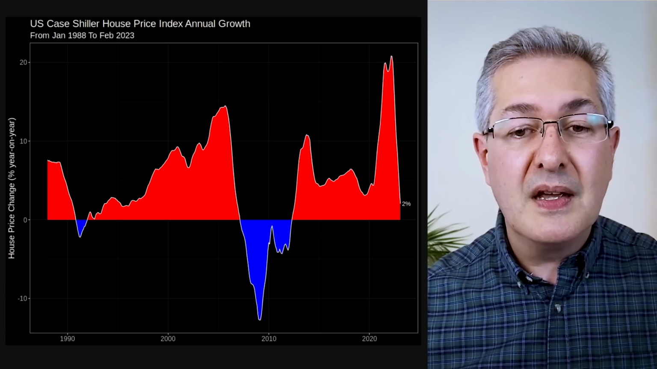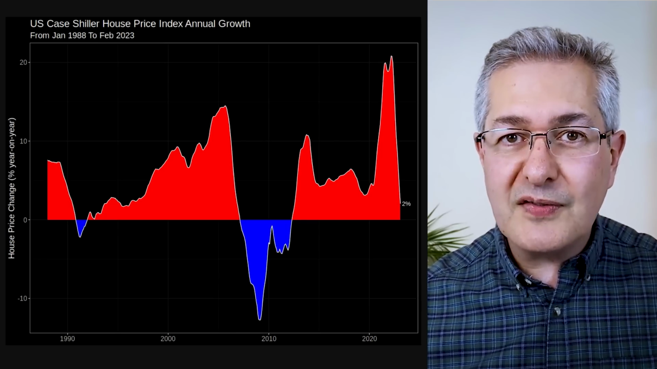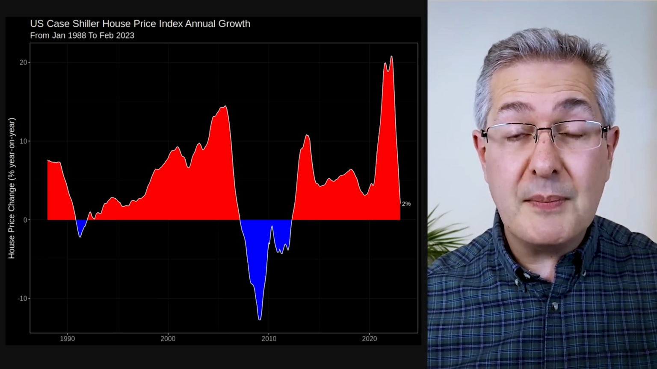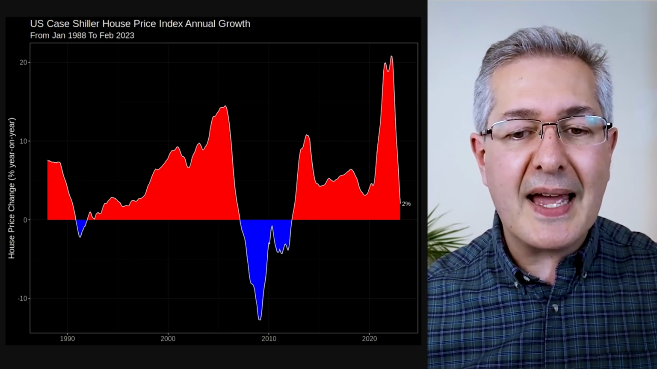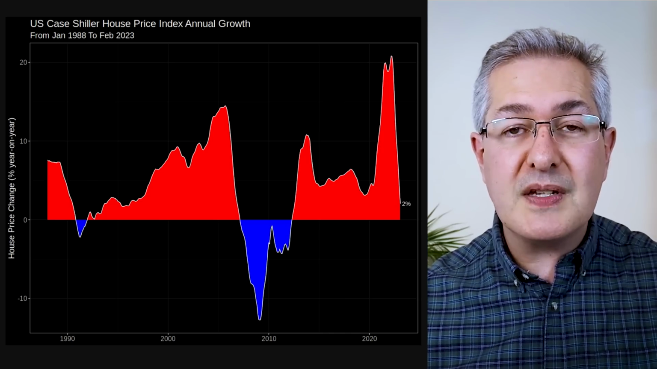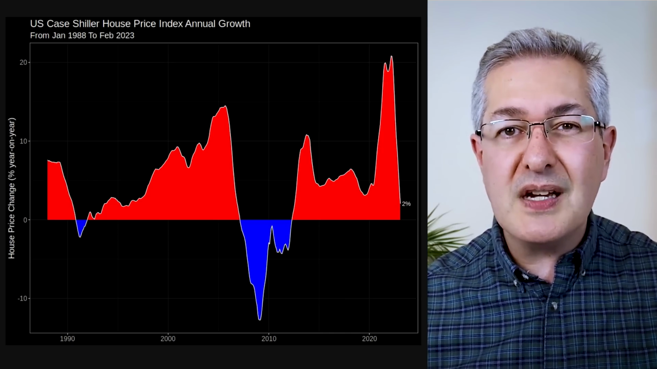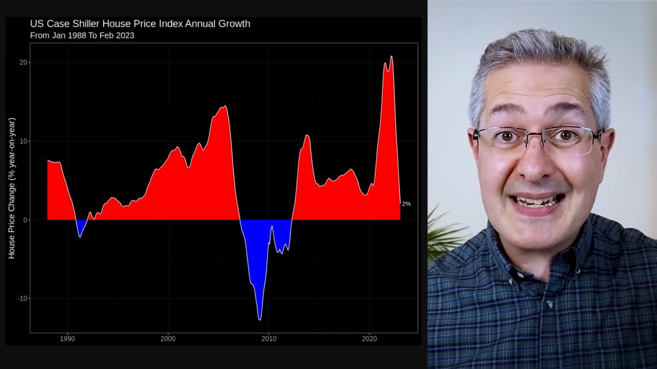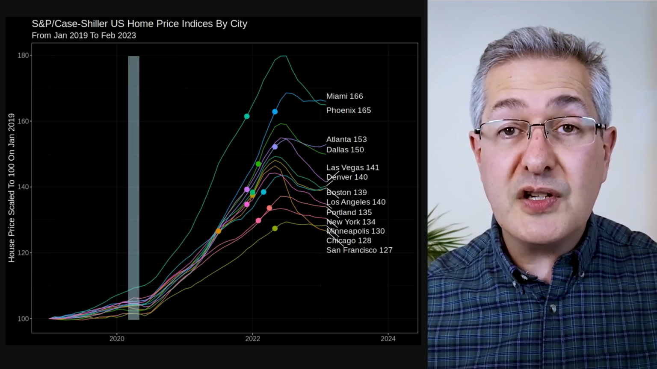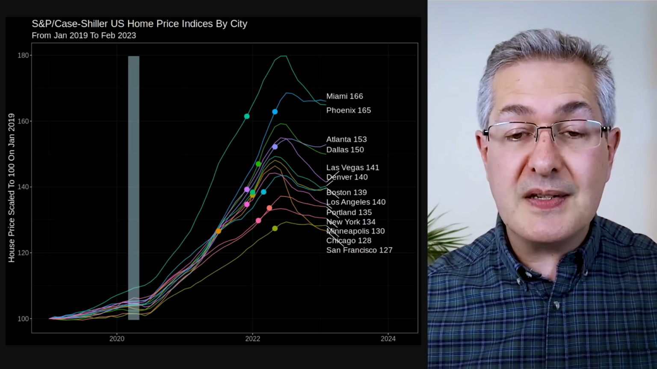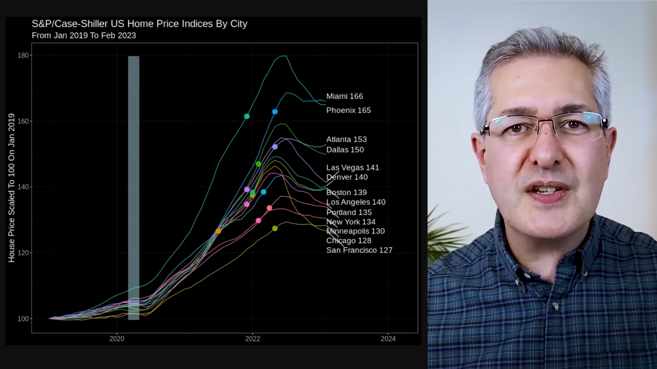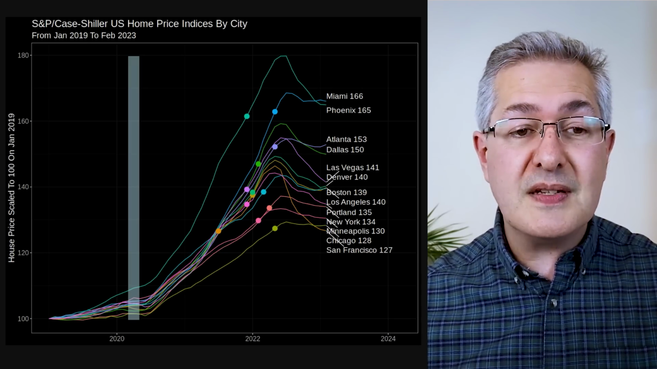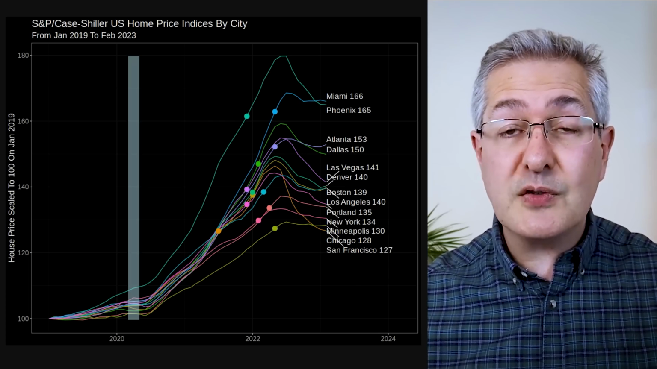And if we look at the Case-Shiller index, which represents the average price of a house in the US, you can see that that's now almost falling, and this was published in February. It comes with quite a big lag. At that point, house prices were still rising year on year by 2%, but heading south fast. But with Case-Shiller, you can also break it down city by city. And you can see the huge surge here because I've normalized prices to be 100 at the beginning of 2019.